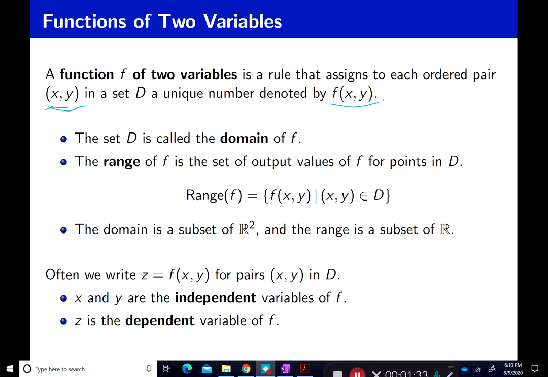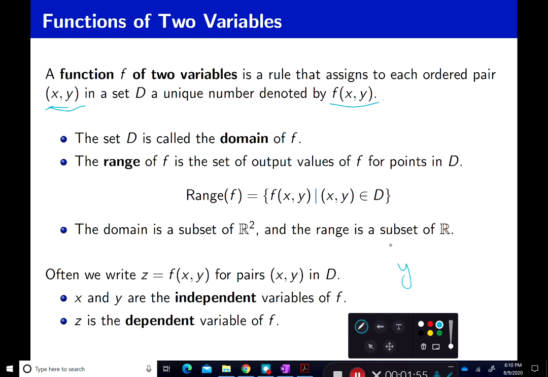We write z equal to f of x and y for pairs x and y in D. X and y are independent variables of f. Z is the dependent variable of f. If you're comparing to calculus of one variable, there we had y equal to f of x. Now you're getting z equal to f of x and y. So the input here is x and y, and z is the output. Before, the input was x and the output was y.